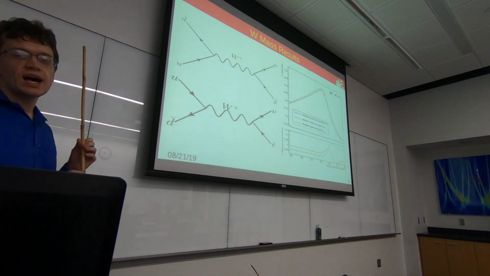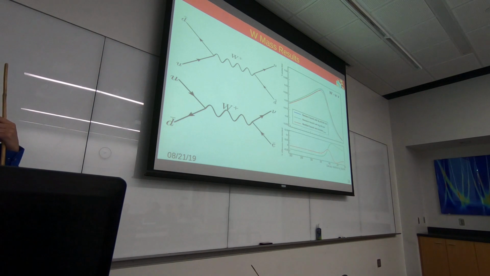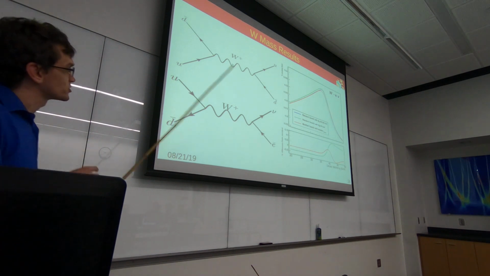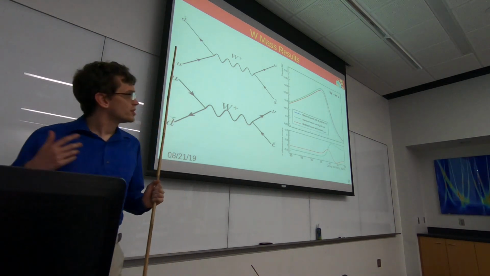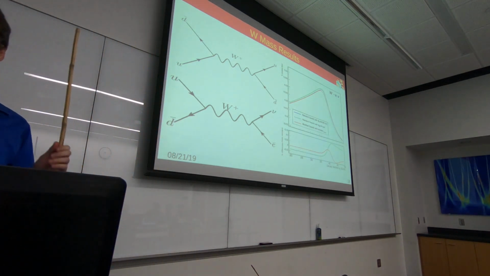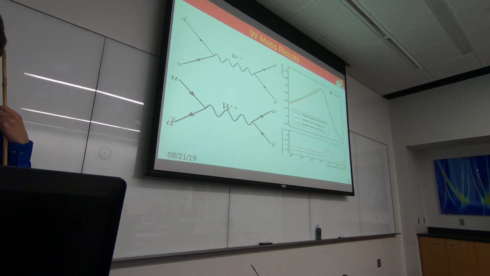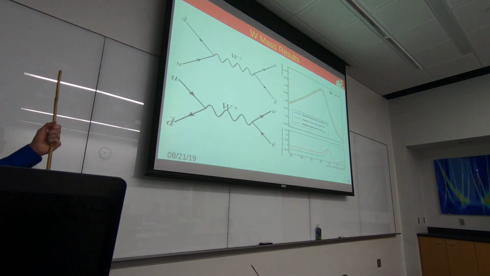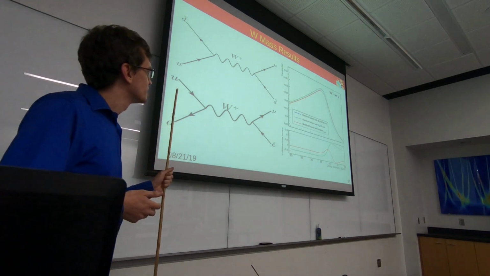But how can we figure out what the mass is? Well, if we can't do it directly, we do know that the properties of this electron or positron are going to be directly related to the mass of the W. If the W is heavier, we're going to be more likely to have a high energy one.